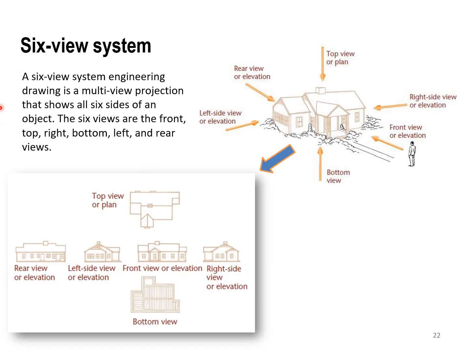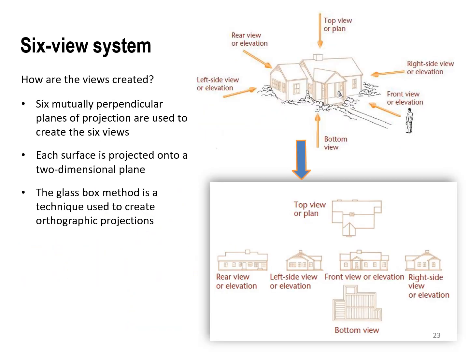For the six-view system, the engineering drawing is a multi-view projection that shows all six sides of the object. The six views are the front, top, right, bottom, left, and rear view. The example we have here is from civil engineering, but it is sometimes used for mechanical engineering as well, if the other views give me details that cannot be identified by the three-view projection.